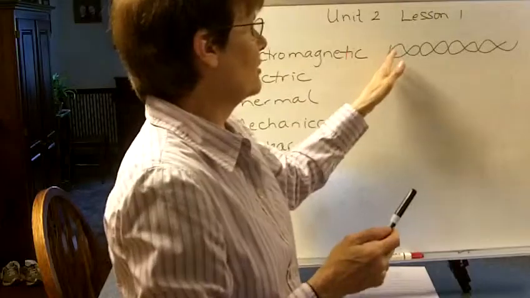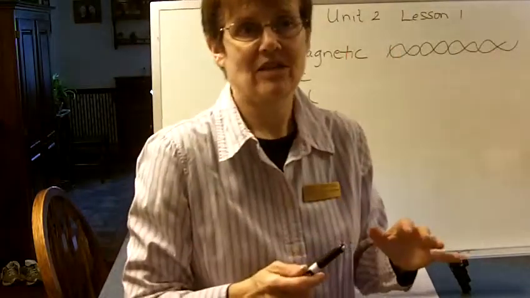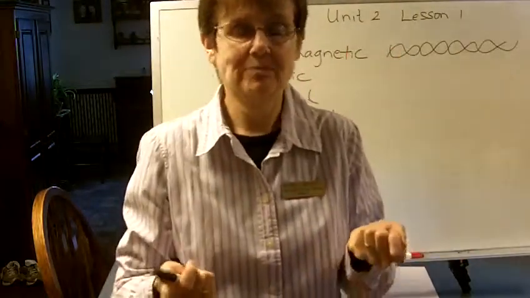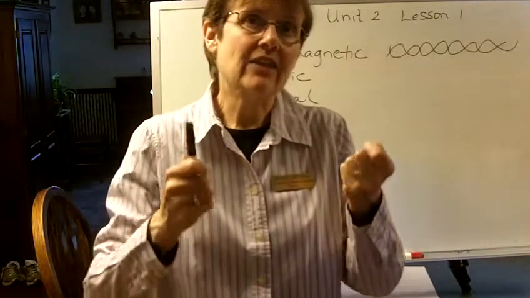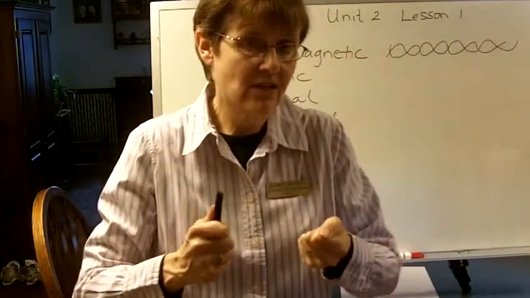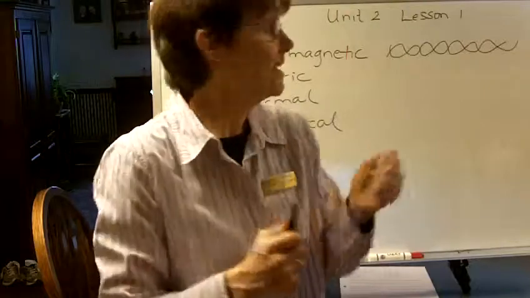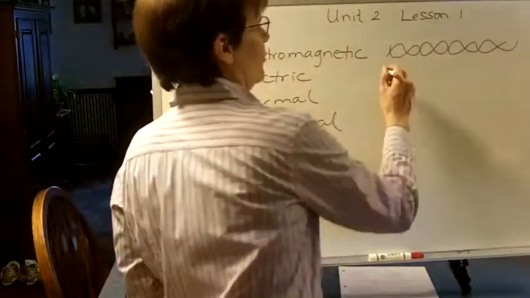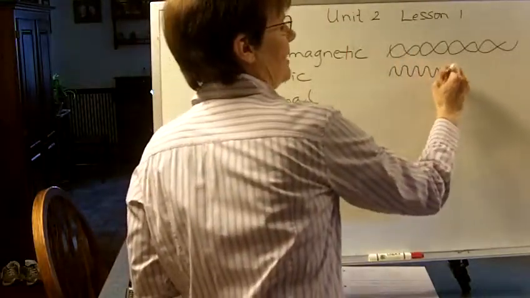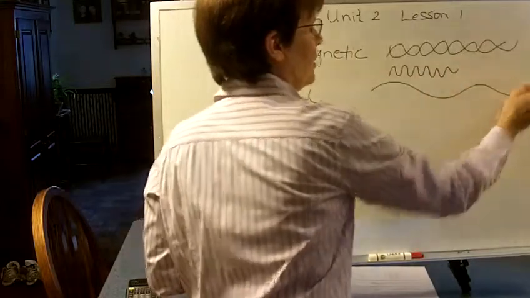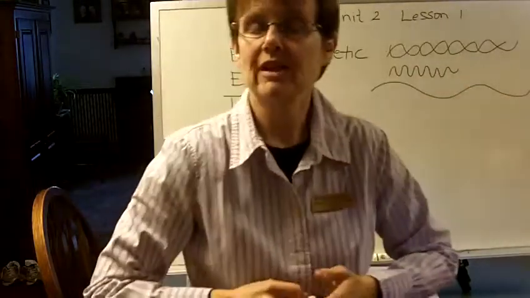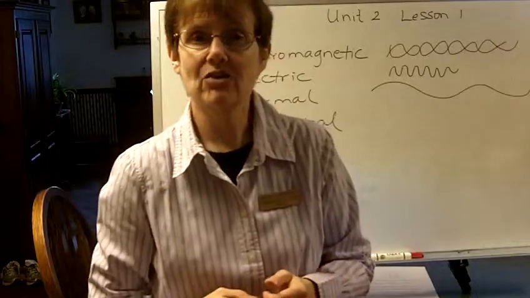Now, the smaller I make the waves, the more energy they have. And we'll be getting back to that later this year. But the type of electromagnetic energy just depends on how far apart these waves are. So for example, I could make one that has smaller waves, or I can make one that has bigger waves. And those will all represent different kinds of electromagnetic energy.